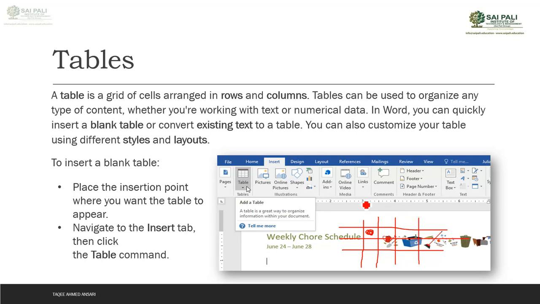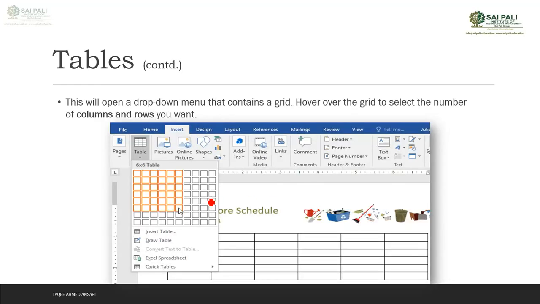So let's say I want to create a blank table. For that I want to insert the blank table. Place the insertion point where you want the table to appear, then navigate to the Insert tab and click on the Table command. This is the Insert tab and this is the Table command. Now when you click on the Table command, this will open a drop-down menu that contains a grid. Hover over the grid to select the number of columns and rows you want. So these are the columns and these are the rows.